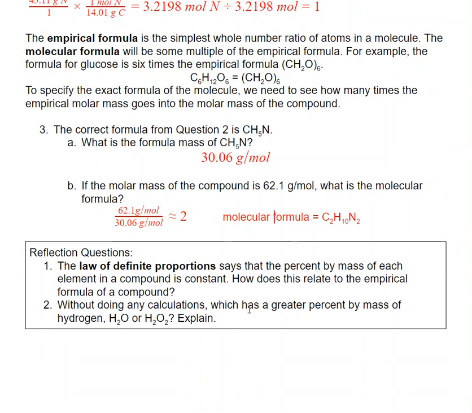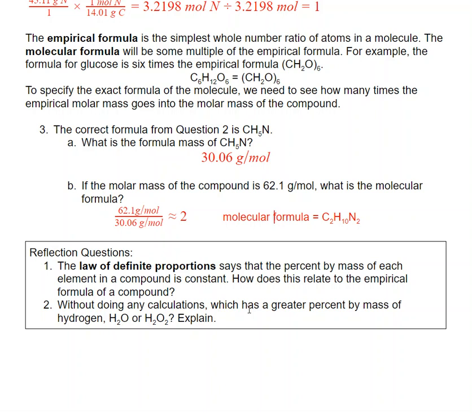So in our reflection questions here, talking about the law of definite proportions, water is always going to be a certain percent hydrogen and a certain percent oxygen, because the formula for water is H2O. So there's always a relative mass of those two elements in the compound. And if it doesn't have the correct percent composition, it's not H2O.